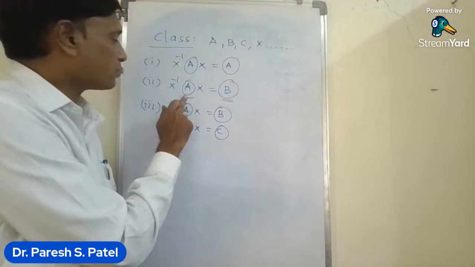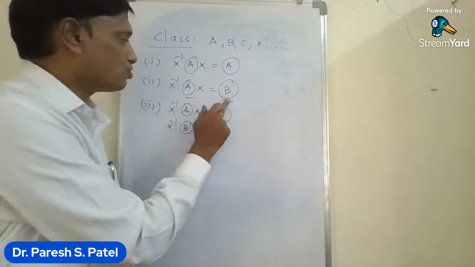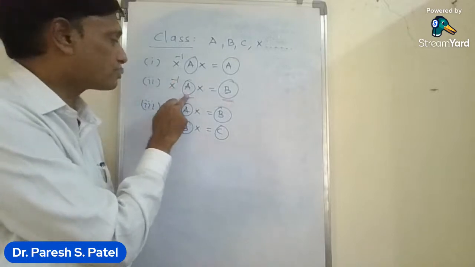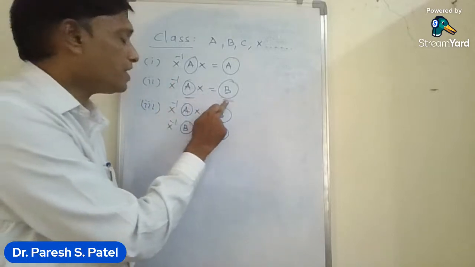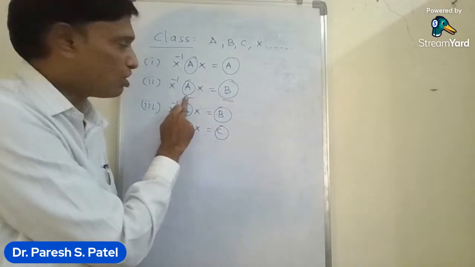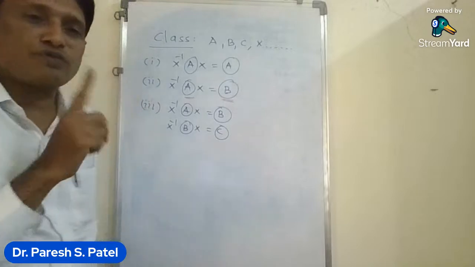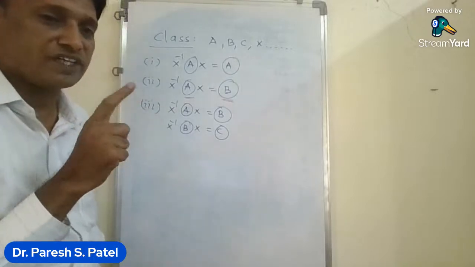In this case, x inverse A x is equal to B. Here, x inverse is the inverse symmetry operation of x, and B is the similarity transformation of A by symmetry operation X. So, from an exam point of view, this is the most important question.